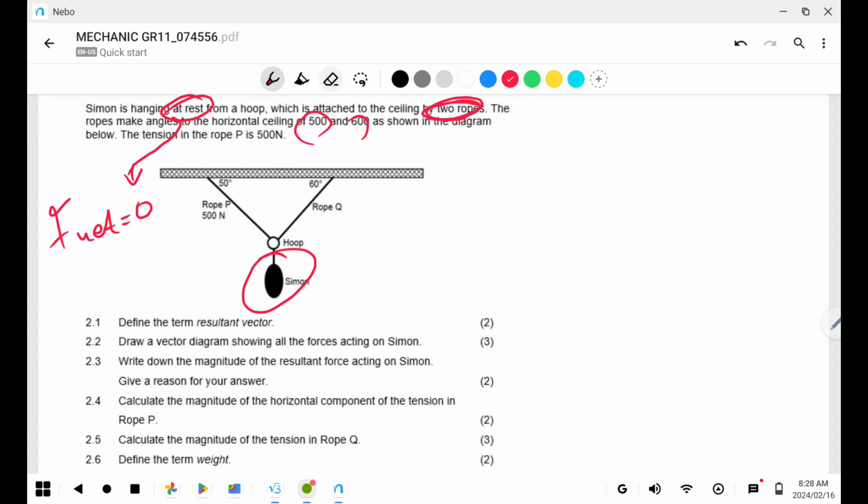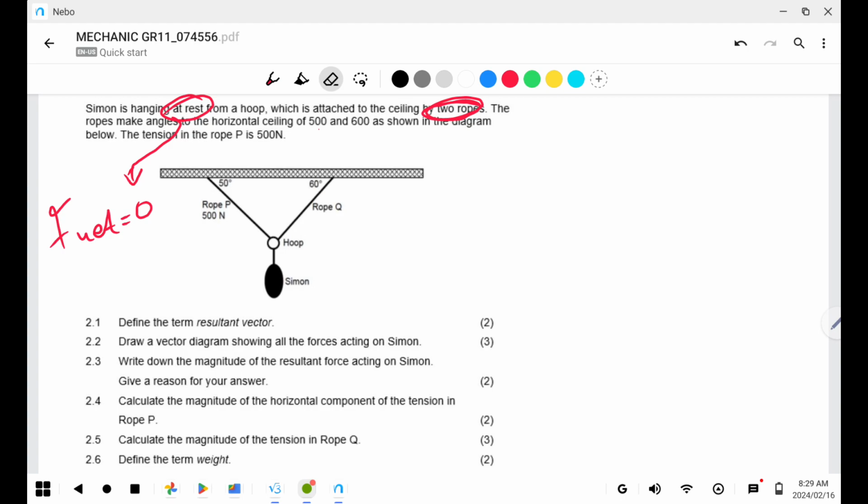I think that that is a mistake there. It's supposed to be the ropes make angles to the horizontal ceiling of 50 degrees. So the angle is 50 degrees to the horizontal of the ceiling. The other one is 60 degrees to the horizontal of the ceiling as shown in the diagram below. The tension in P that is given there, remember the assumption we made was that the tension was the same throughout the rope. That was in the previous video. And when we look at Q, we don't know what the tension is. Okay.